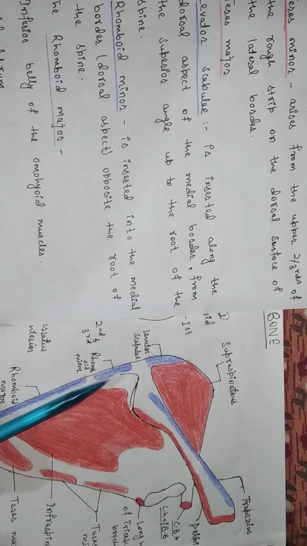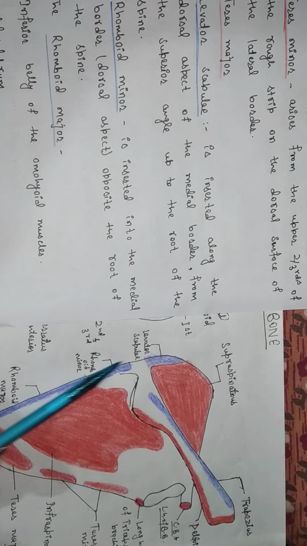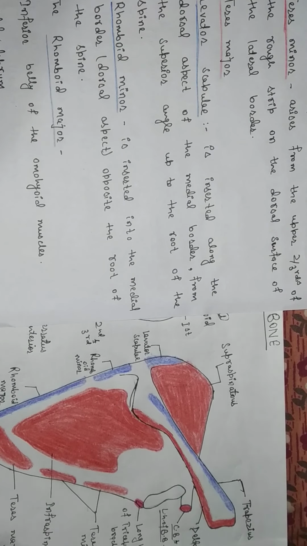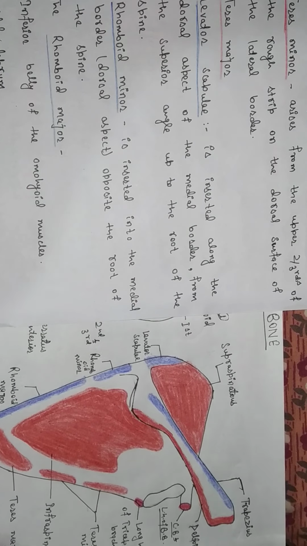This is rhomboid minor and this is rhomboid major, and rhomboid major is inserted into the medial border of the dorsal aspect between the root of the spine and the inferior angle. This is the inferior angle, so the rhomboid major is inserted here.